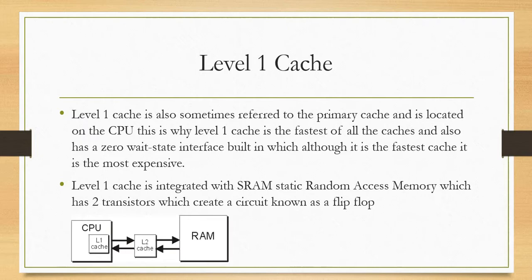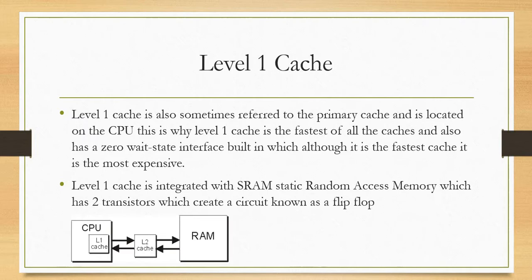So as you can see by the picture, there's level 1 cache inside the CPU, and then the CPU goes towards the level 2 cache, and the level 2 cache communicates with the RAM, and then the RAM retrieves the information and gives it to the level 2 cache, and the level 2 cache gives it to the CPU to use.